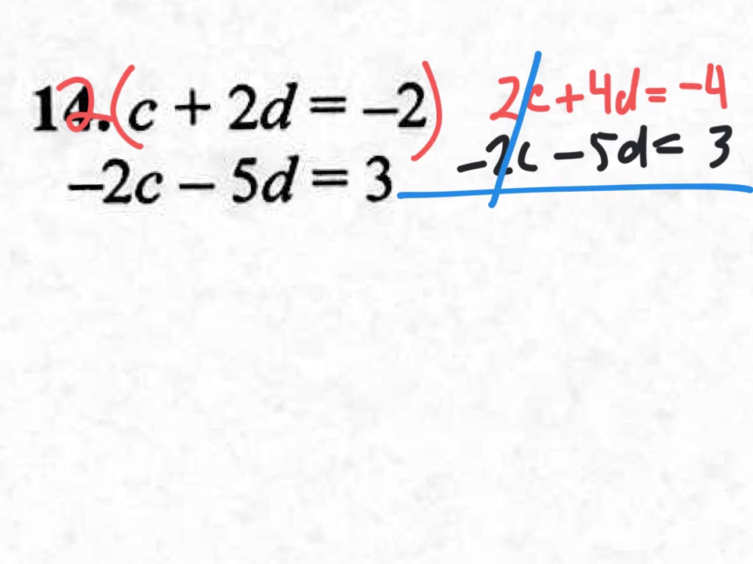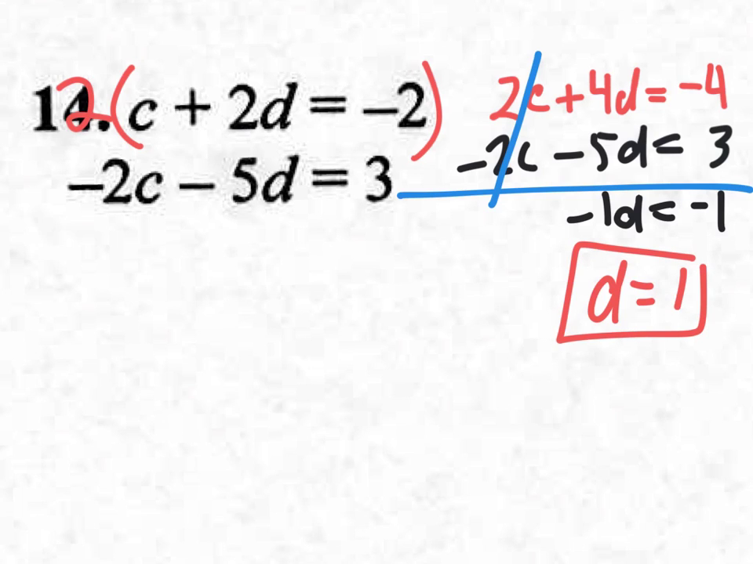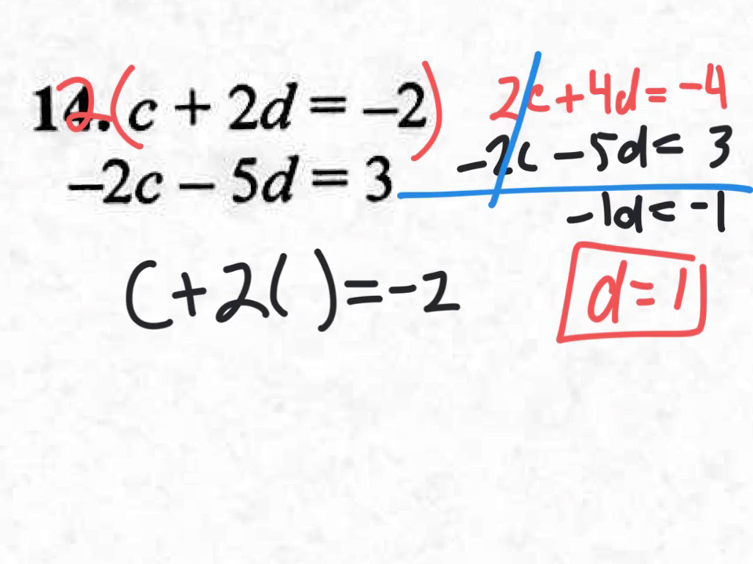So the 2C and the negative 2C cancel out. The 4D minus 5D is going to give us a negative 1D, equals negative 4 plus 3 is negative 1, which means that D equals 1. So that's your D value. To find your C value, simply plug it in. I'm going to plug it into the top one. Let me rewrite the top one. So there it is. C plus 2D equals negative 2.